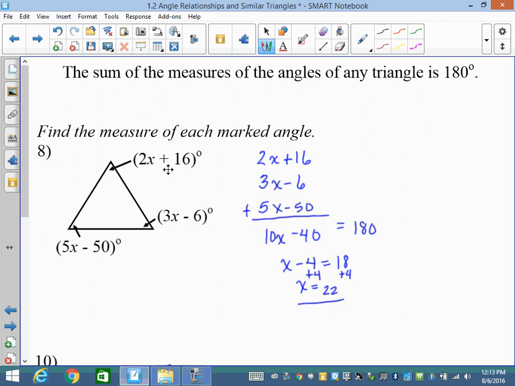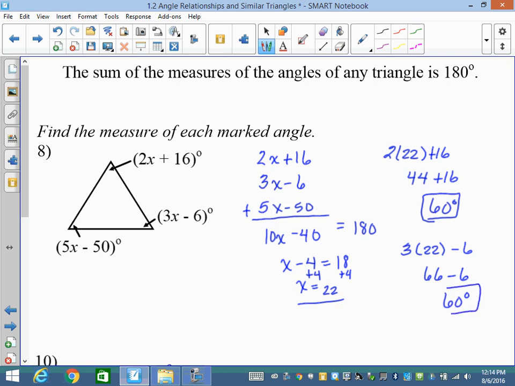So, this one. 2 times 22 plus 16 gives us 44 plus 16, which gives us 60. There's one of my angles. Don't forget those degree symbols. I know I'm being bad. Now, the next one, 3 times 22 minus 6 equals 66 minus 6, which is 60.